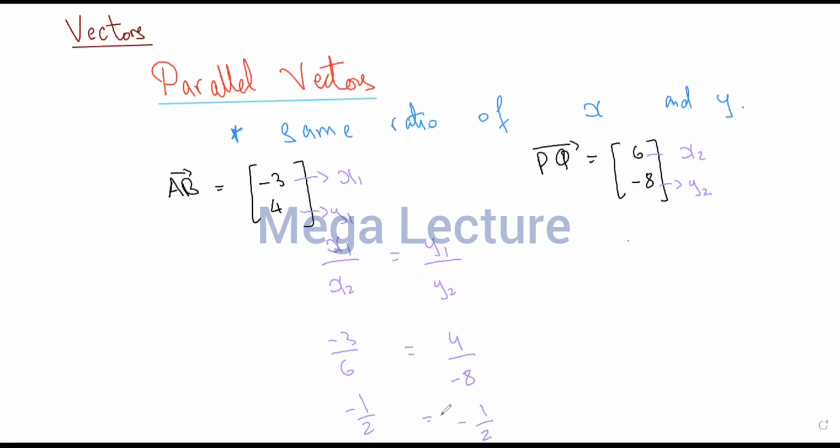Since they are the same, this means that AB and PQ are parallel vectors. Yes. Any confusions in this? Any doubts in vectors? Anything that you have not understood?